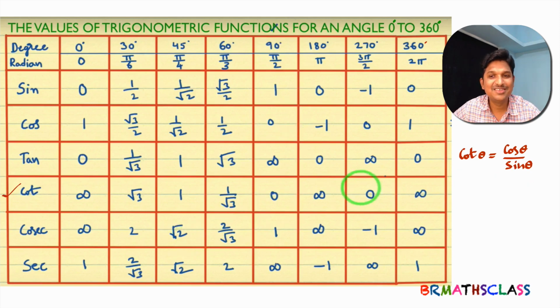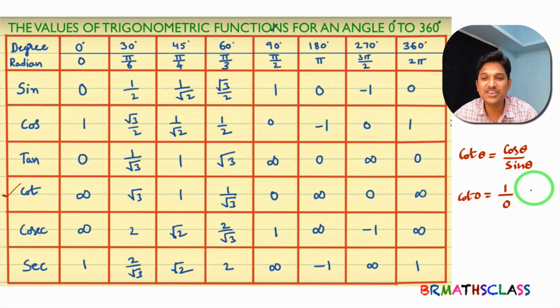Cot theta is cos theta by sine theta. For example, you want cot 0. Cot 0 is cos 0 by sine 0. Cos 0 is 1. Sine 0 is 0. So 1 by 0. In the denominator 0 means it is not defined. So what is the cot 0 degrees value? Cot 0 degrees value is not defined. I hope you are understanding.